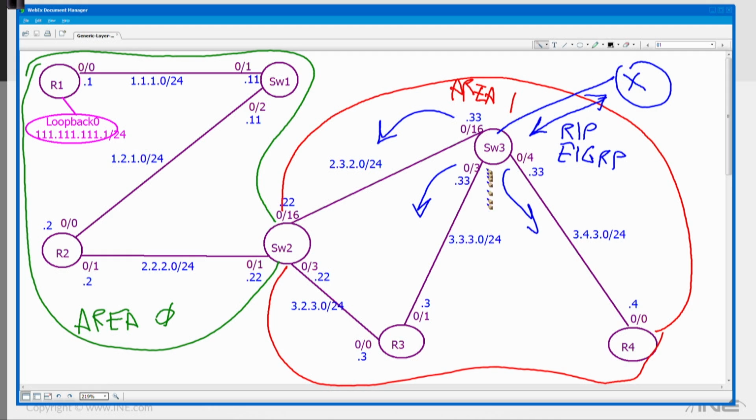So now switch 3 is considered an autonomous system boundary router, an ASBR. That is switch 3. He is an ASBR, autonomous system boundary router. That is a router that's redistributing routes into OSPF that were learned via some non-OSPF method. That's an ASBR. And lastly, let's just talk real quickly about the tables and data structures that OSPF uses.